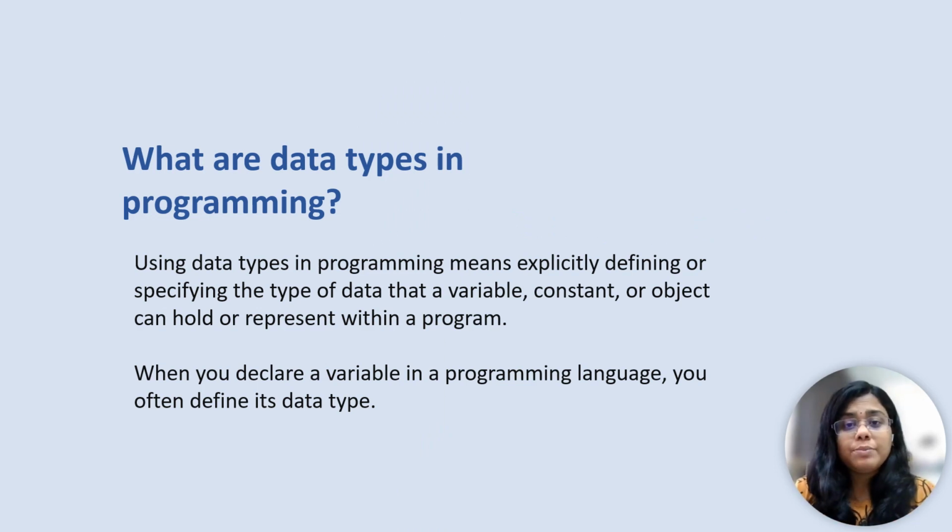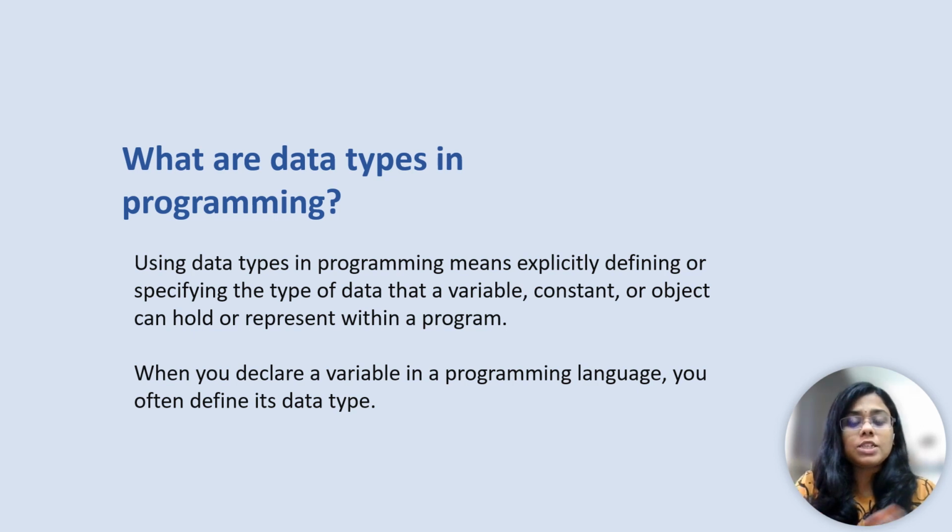So what are data types in programming languages? Data types are used to define the data that you are giving inside a program. It helps the system understand the type of data that you explicitly want to define in a program. So as per the definition we have here, it says using data types in programming means explicitly defining or specifying the type of data that a variable, constant, or object can hold or represent within a program.